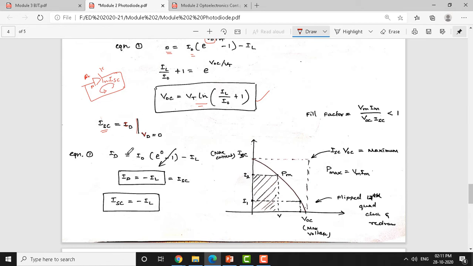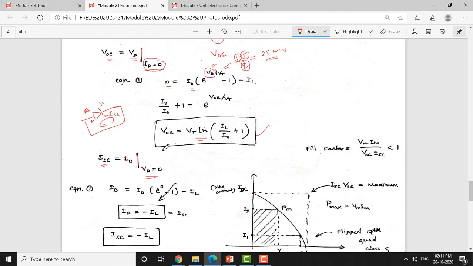So, when you make ISC equal to I, considering the condition Vd is equal to 0, in this equation 1 you can see that when you make Vd 0, this complete term will become 0.